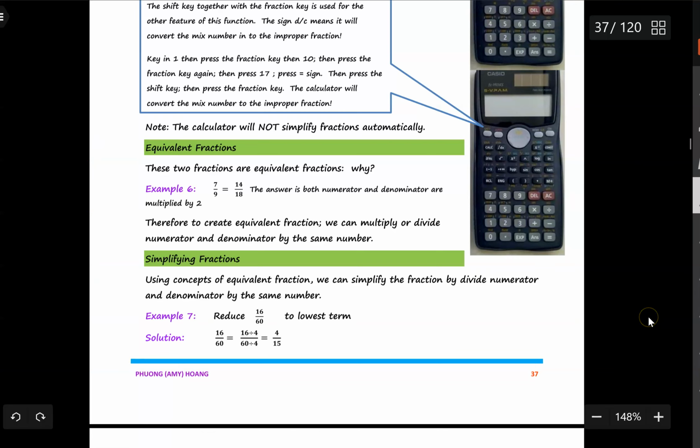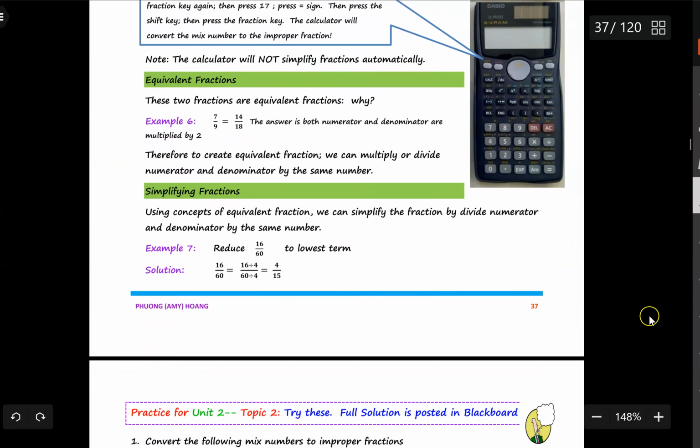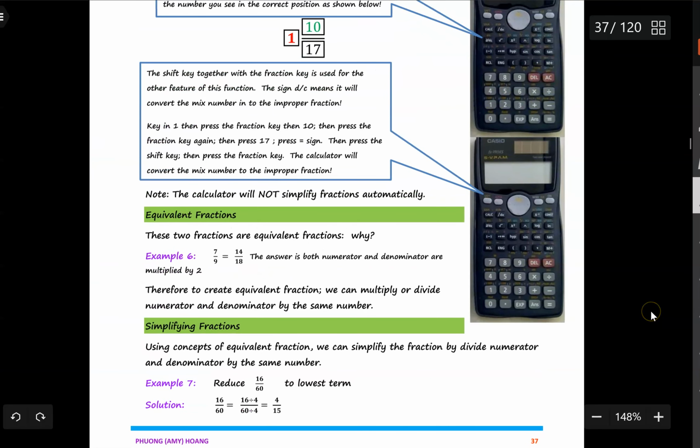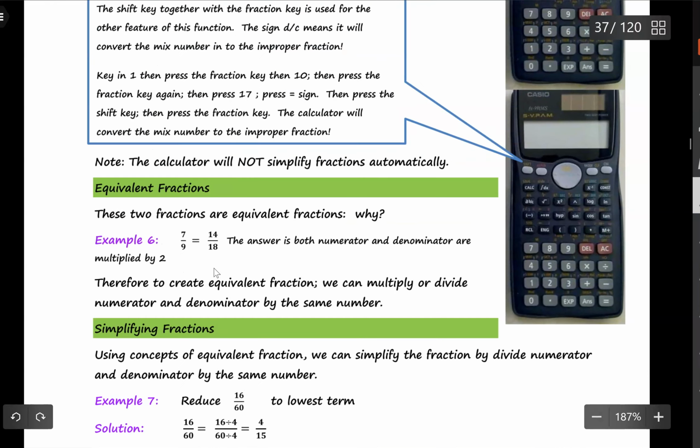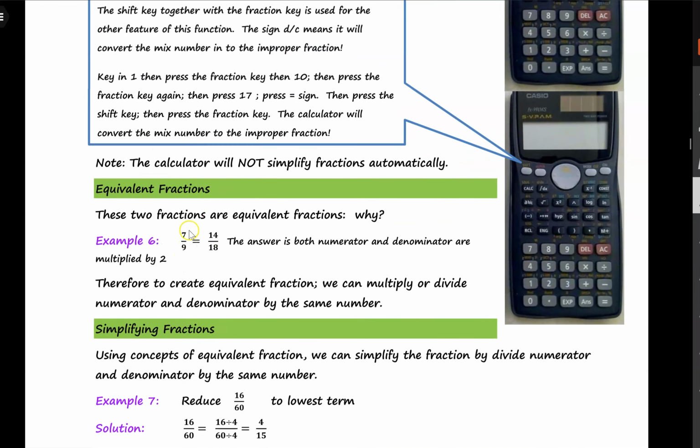The next part on this handout is equivalent fractions. Equivalent fractions are when you have two fractions. In this case, I have the fraction 7 over 9, and I say that it is equivalent to 14 over 18. Equivalent fractions represent the same values.